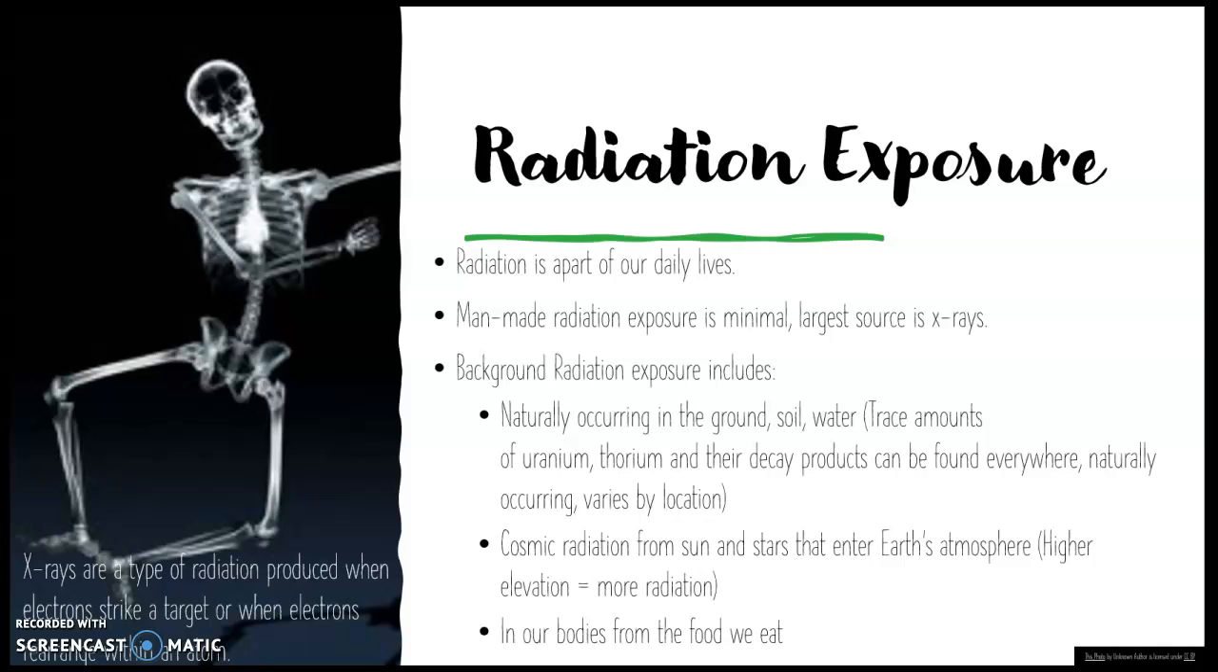Background radiation exposure includes cosmic radiation. Radiation levels increase as you get closer to the source. So if the source is the sun, that means the higher elevation you are, the closer you are to the radiation source. So the higher the altitude, the higher the dose. That's why living in Denver, Colorado, at our high altitude, people receive a higher annual radiation dose from cosmic radiation than someone living at sea level.